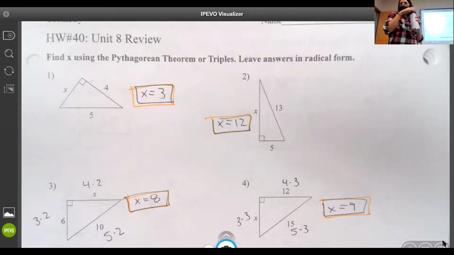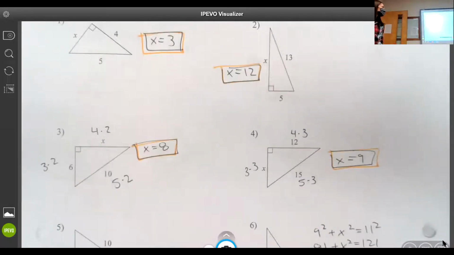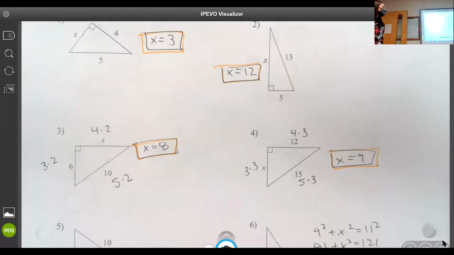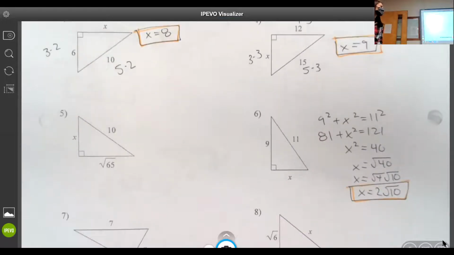Make sure you read directions. Is it asking for the Pythagorean theorem? Is it asking for trig? What do I need to do? I also have, oh, wait a minute, I have 6 filled in as well. 6 is not a triple.